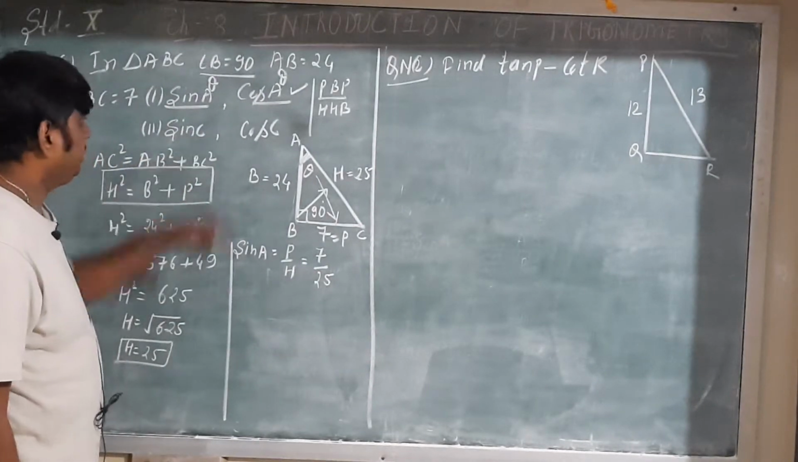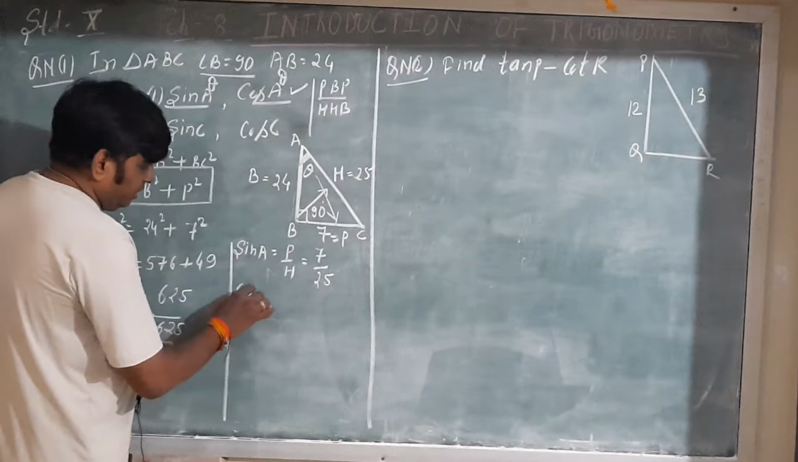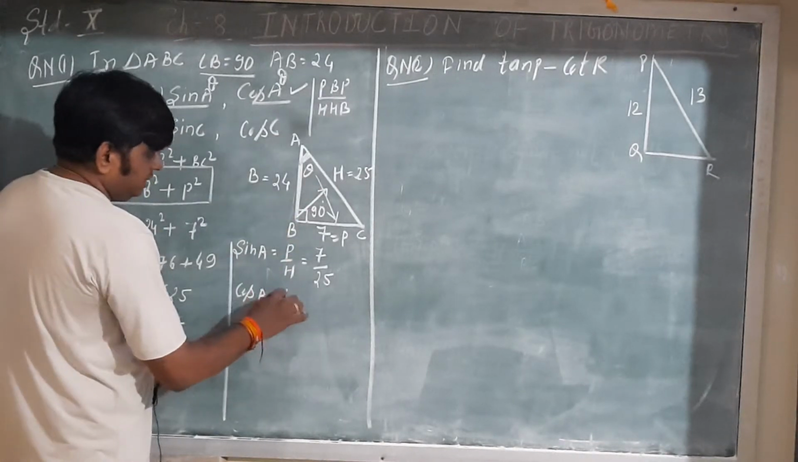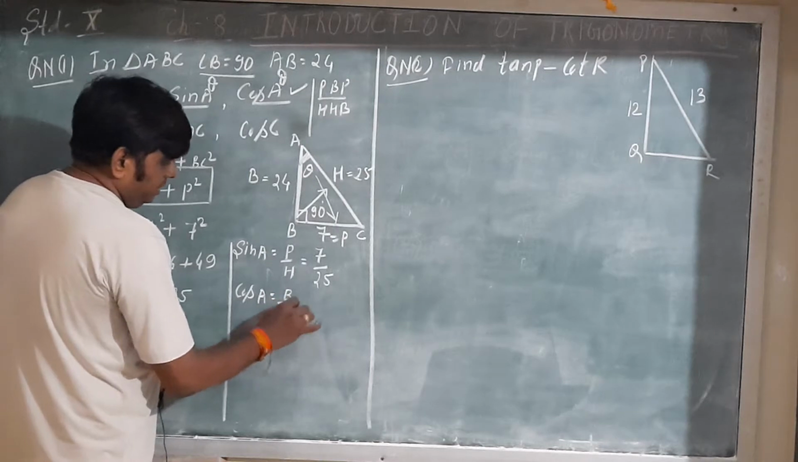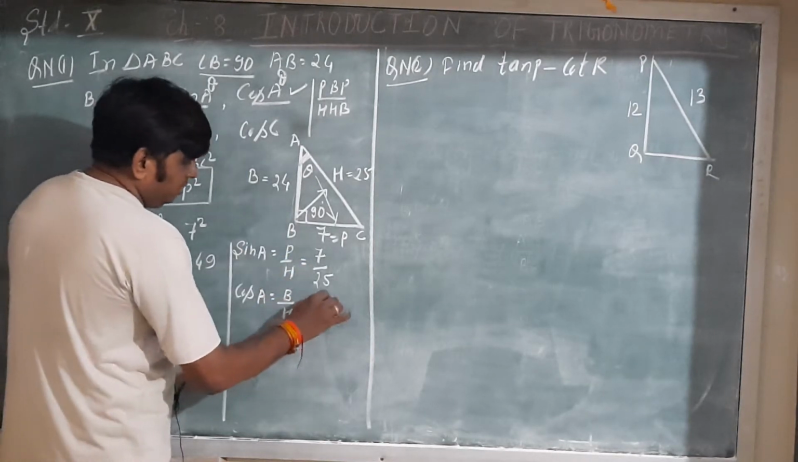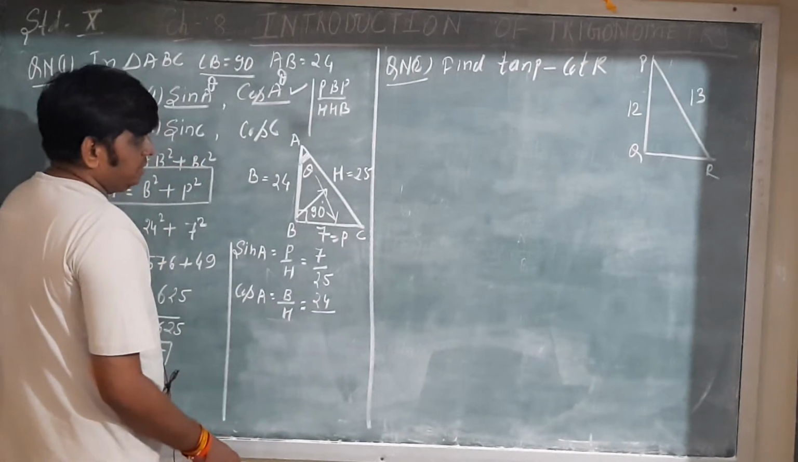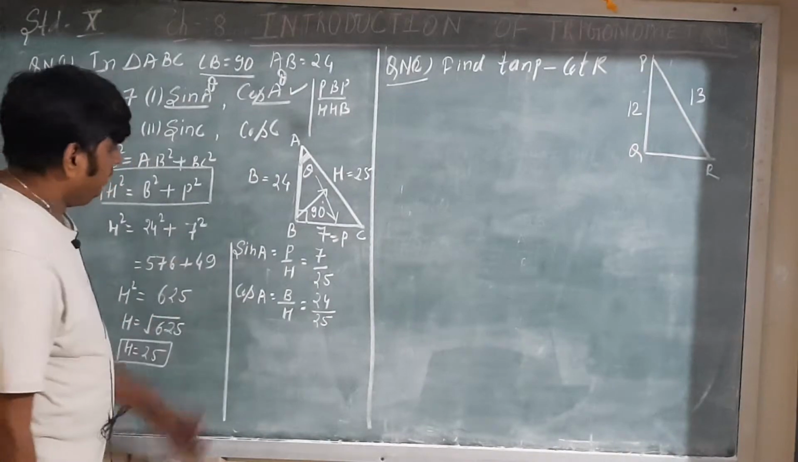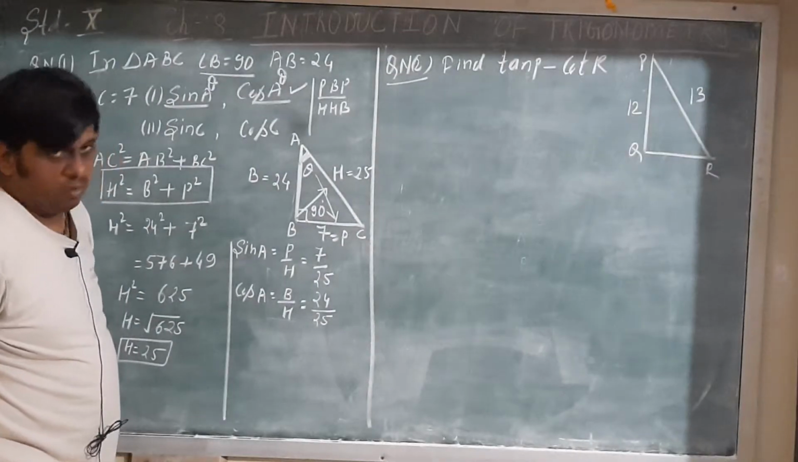The second value is cos A. The formula for cos A is B upon H. The value of base is 24 and the hypotenuse is 25. Okay, that gives the values of sin A and cos A.